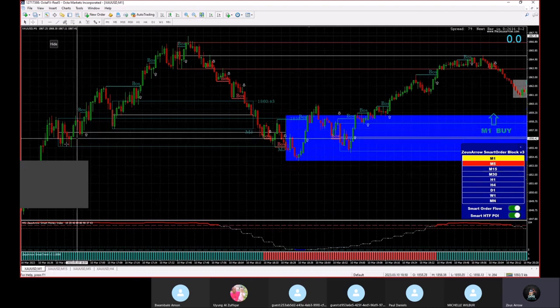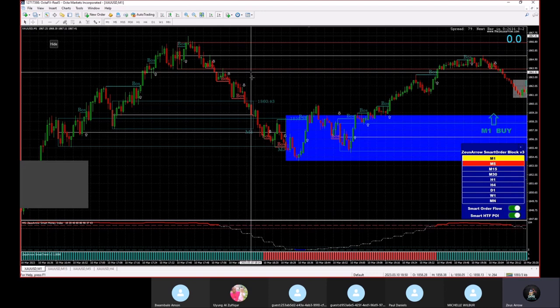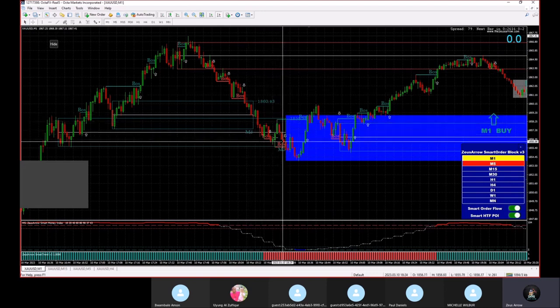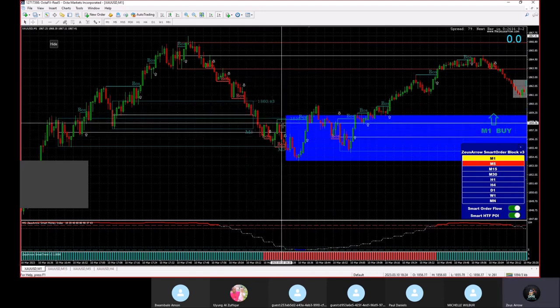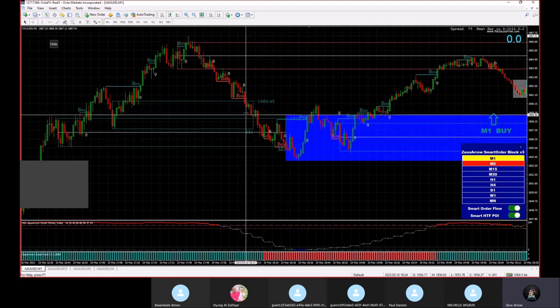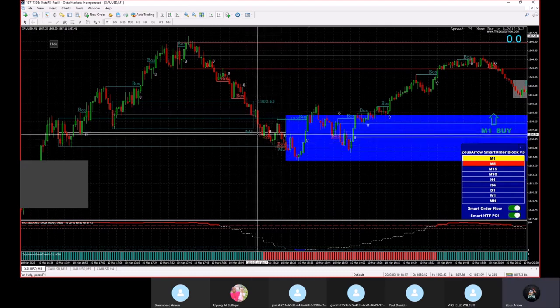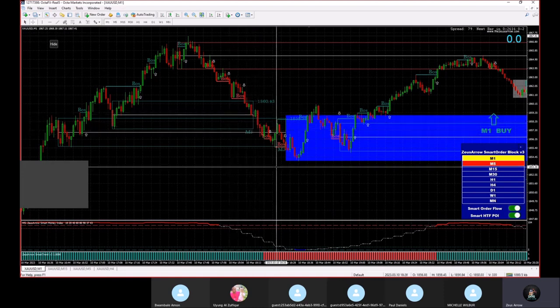So here you can see when the price is returning to the M5 order block area, we do not have any bullish break of structure on a 1 minute. That means we do not have any confirmation. We simply wait. We do not need to enter just because it is an order block. You need to understand, order block alone is not enough.